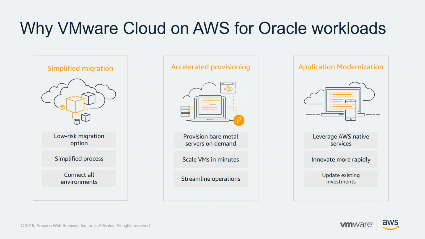Having seen these use cases, what are the benefits of running VMware Cloud on AWS for Oracle workloads? Number one is simplified migration. Number two is accelerated provisioning. And number three is application modernization. We'll see about these three benefits in detail in the next few slides.